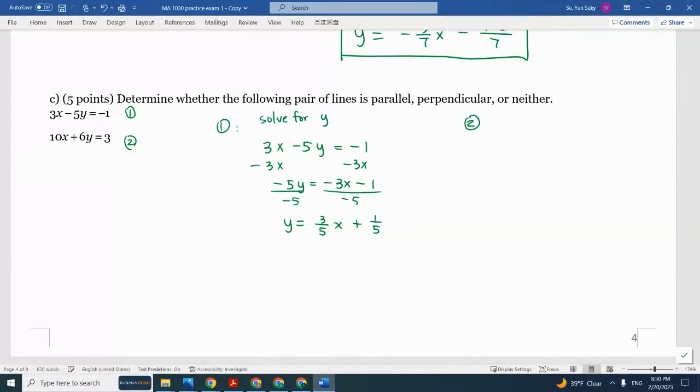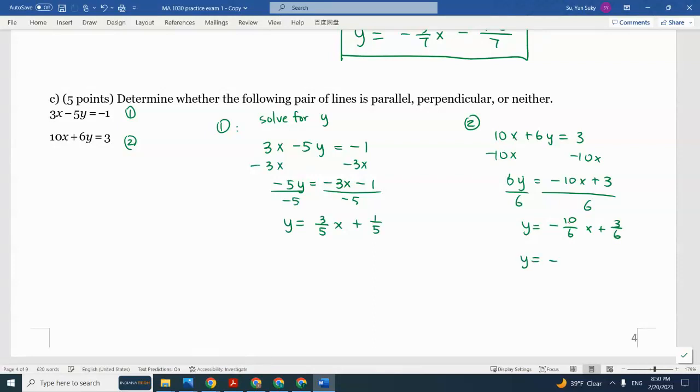Okay. Second line, 10x plus 6y equals 3. Subtract 10x. Then we have 6y equals negative 10x plus 3. Both sides divided by 6. We get y equals negative 10 over 6 x plus 3 over 6. Cancel the common factor. The common factor is 2, so we get 5 over 3. Common factor of 3 and 6 is 3. Cancel the 3, we get 1/2.